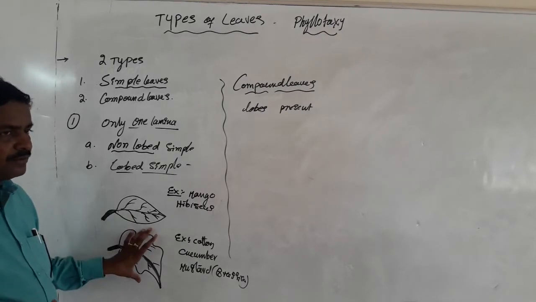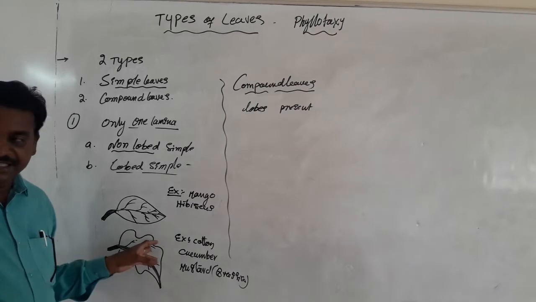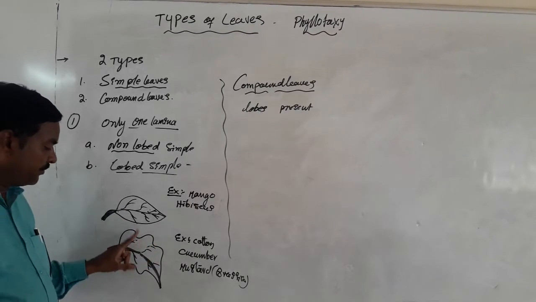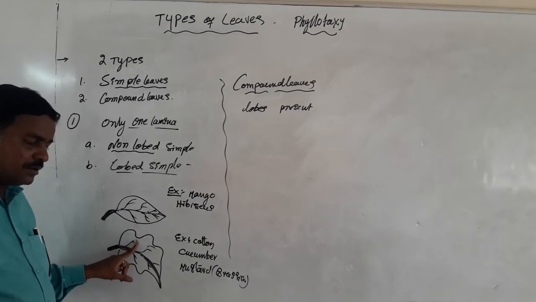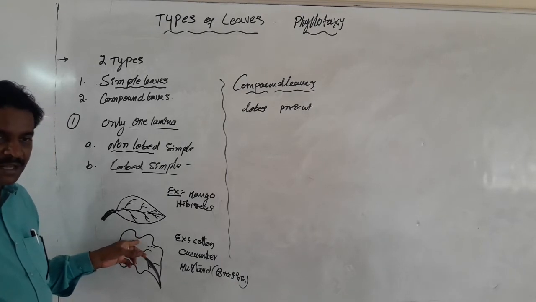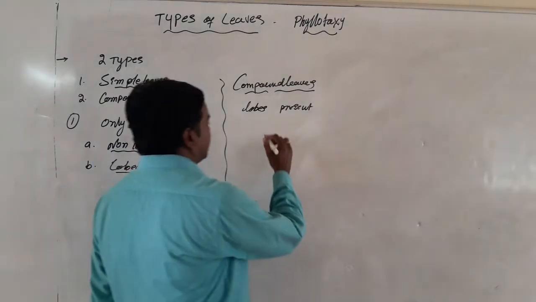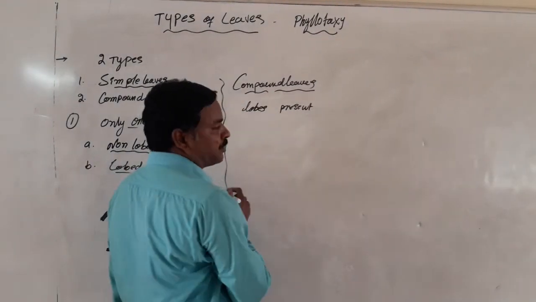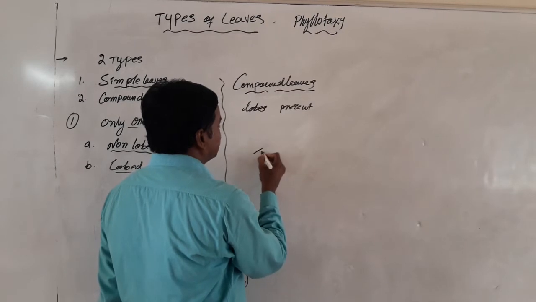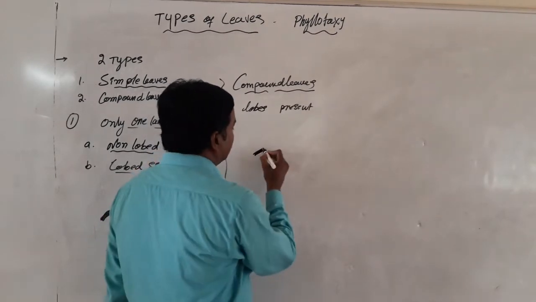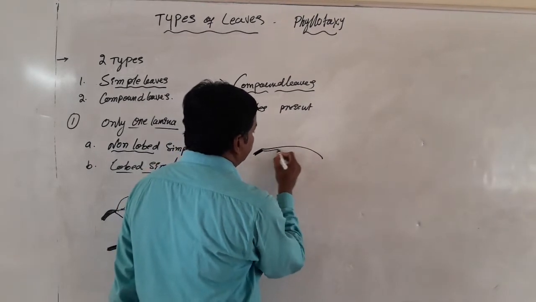This is a complete leaf. When this leaf lamina is dissected into small pieces because of deep incisions, the pieces of leaf lamina are considered as leaflets. For example, this is the diagrammatic explanation for compound leaves. This is the leaf stalk of the leaf, and this is the midrib.